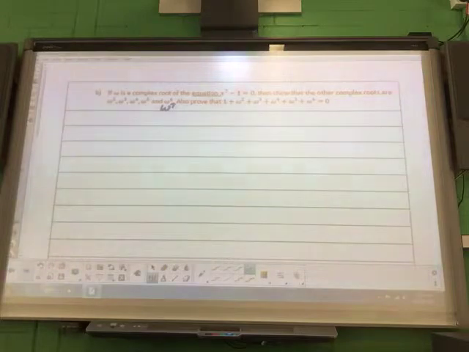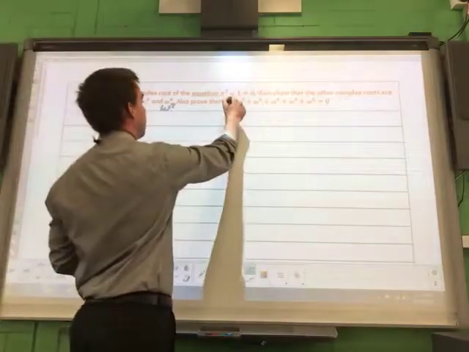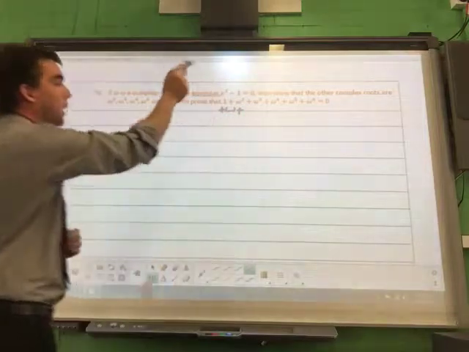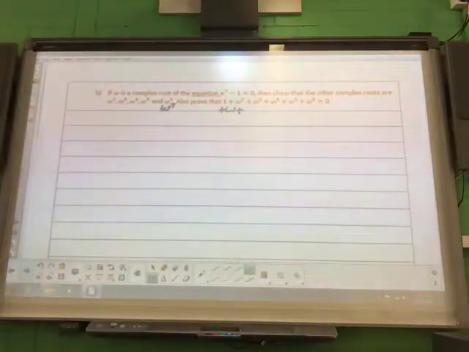Once we've done that, we're going to prove the result: 1 plus omega plus omega squared plus omega cubed plus omega to the power 4 plus omega to the power 5 plus omega to the power 6 is equal to 0.